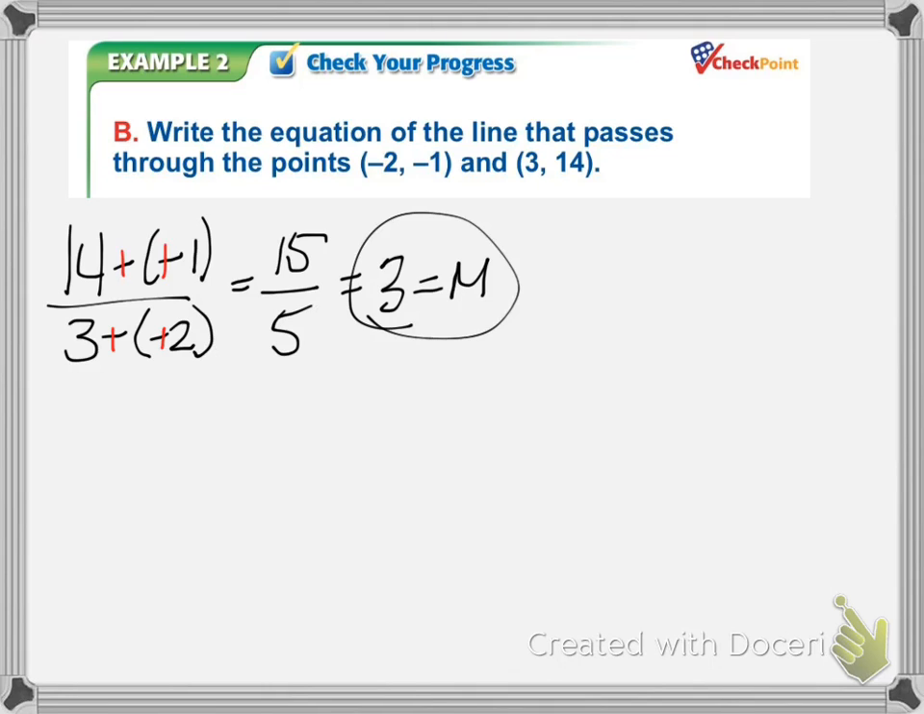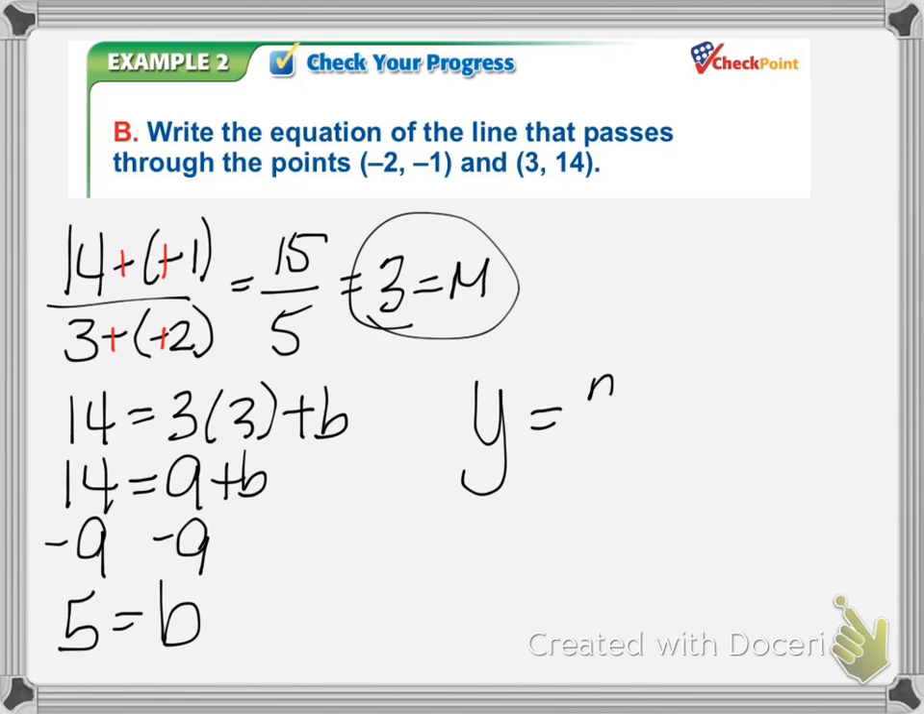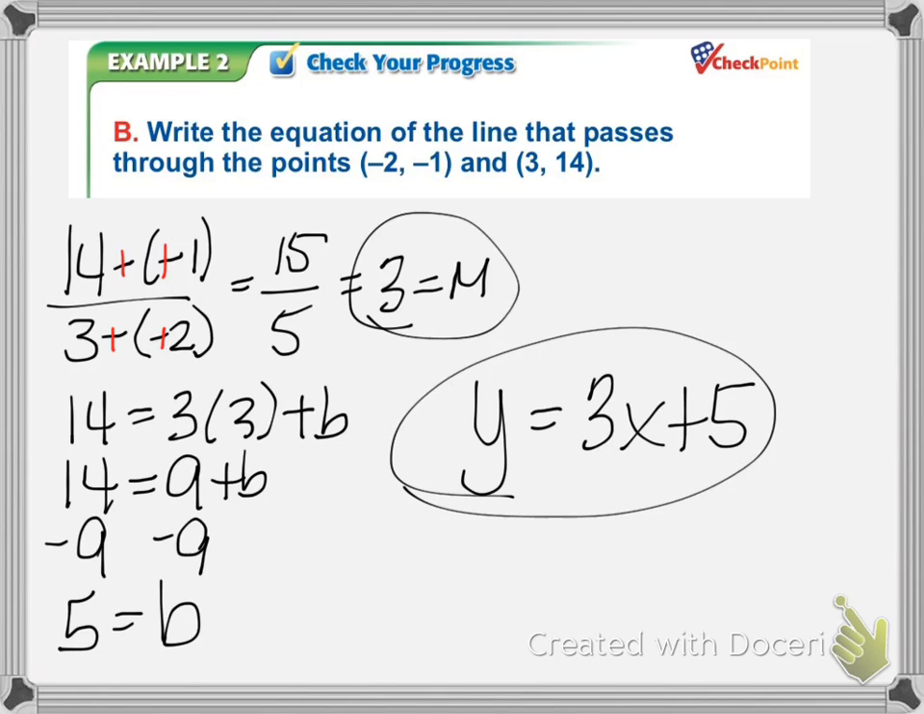I'm going to use the positive one. So we have 14 equals 3 times 3 plus b. So 14 equals 9 plus b. Subtract 9 on both sides, and your y-intercept is 5. So then that means that your equation is y equals 3x plus 5. Okay? So notice that when your y-intercept is positive, then you put a plus here. If it's negative, then you put a minus there.